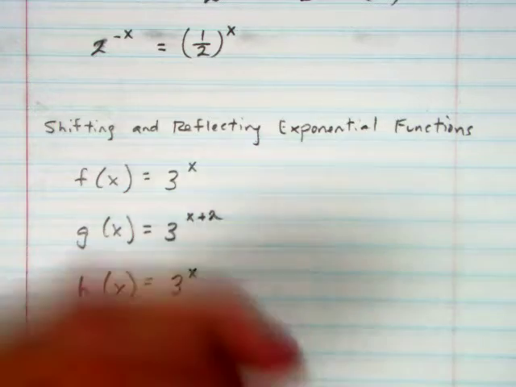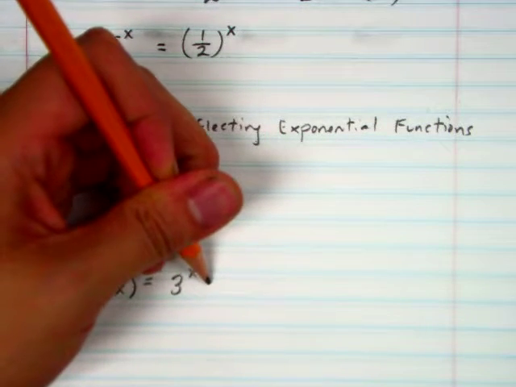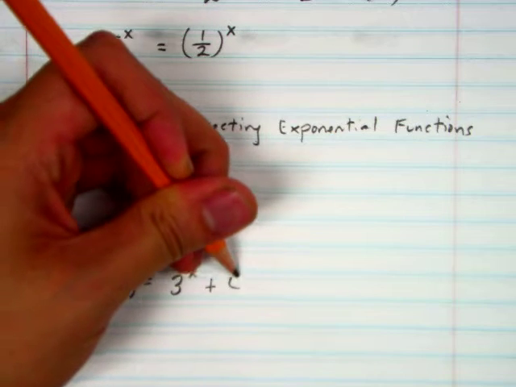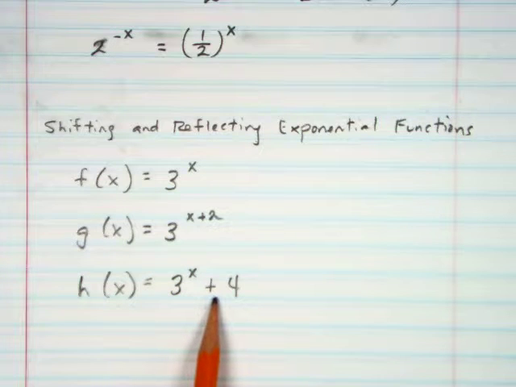Remember, for the x's, it's counterintuitive, though. You have to do the opposite. So if I want to move left 2, I have to add 2. So if you want to go in the negative direction, you add 2. If I want to go in the positive direction, I subtract 2.